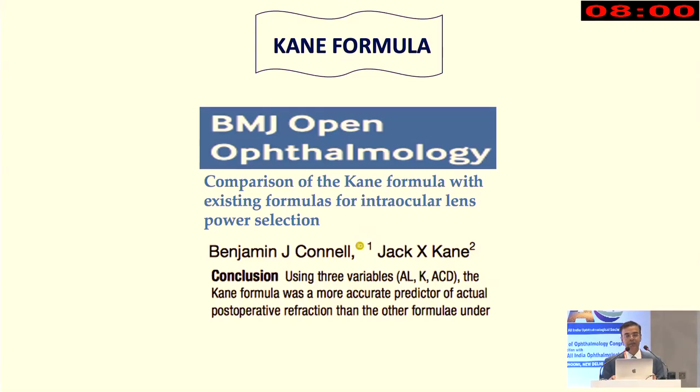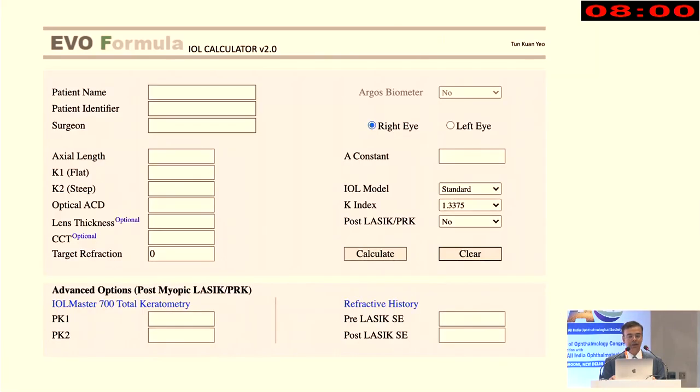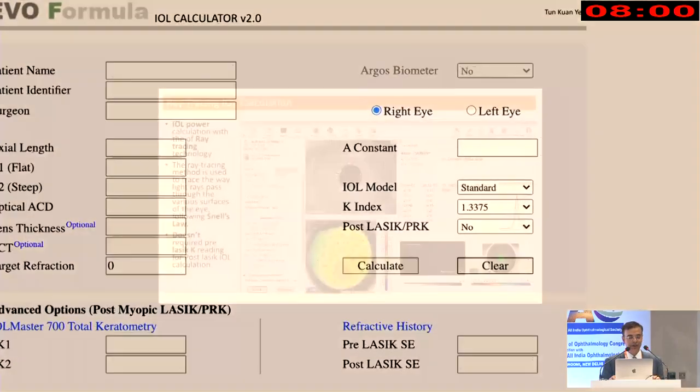In fact, this has become part of the ESCRS IOL calculator, which I also use quite often now because it has all the latest IOL databases available to it. It's a free formula for ESCRS members. And the EVO formula. These are the two very new, very predictable formulas in addition to the Barrett's. So it would have been incomplete for me to miss it.